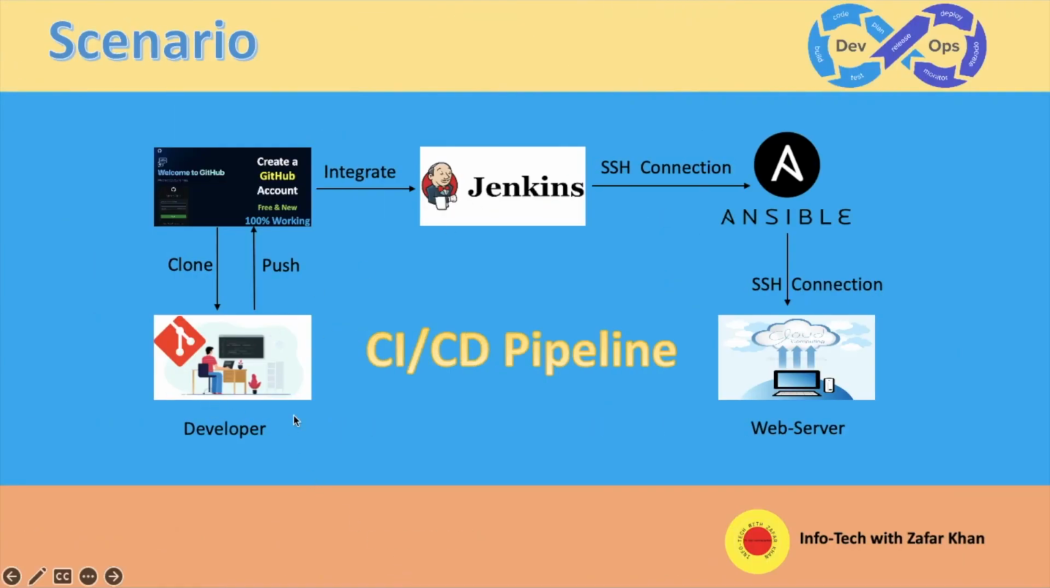Git is installed over here. Okay, so now we will do the SSH connectivity. SSH connectivity between Jenkins and Ansible, as well as SSH connectivity between Ansible and the destination server. The destination server is nothing but our web server.